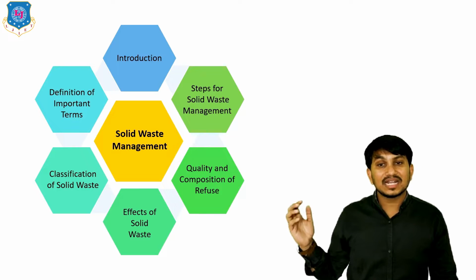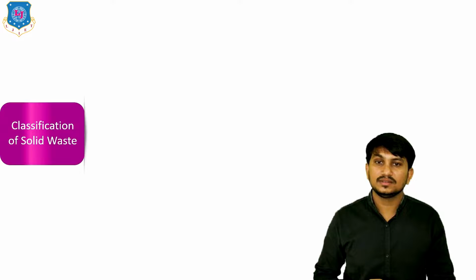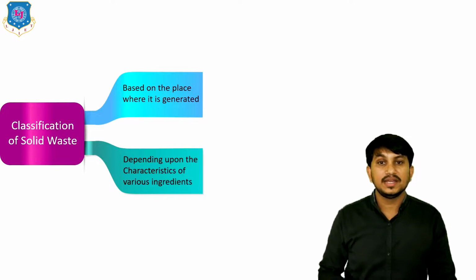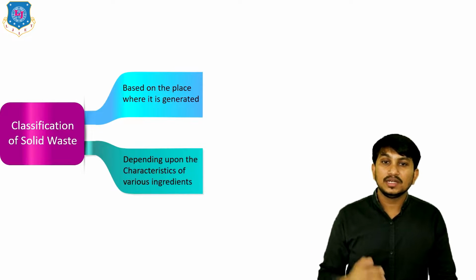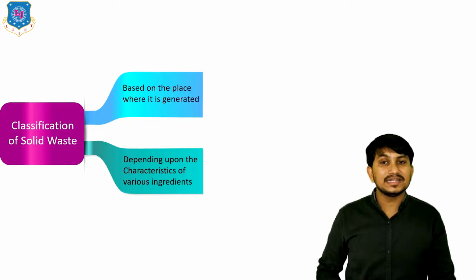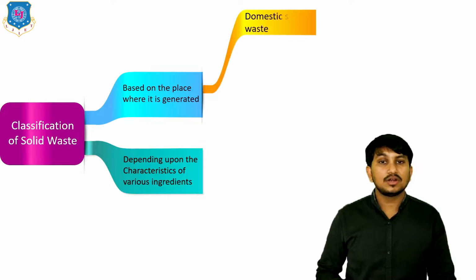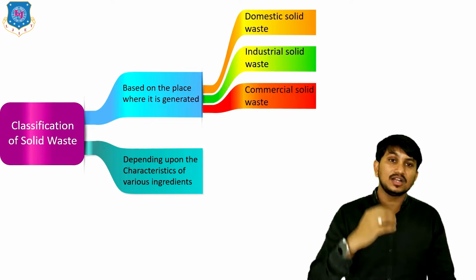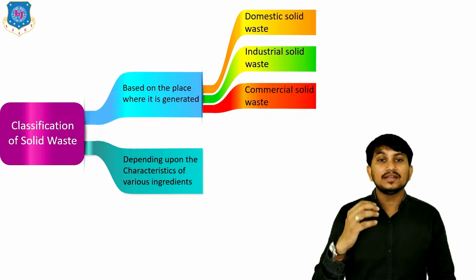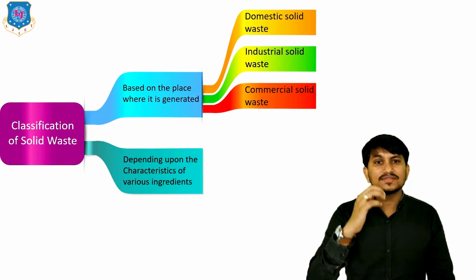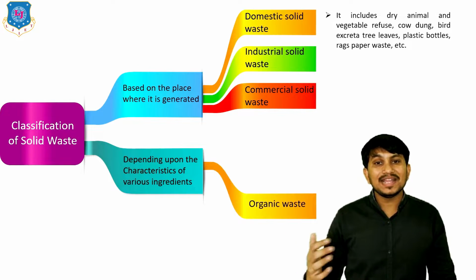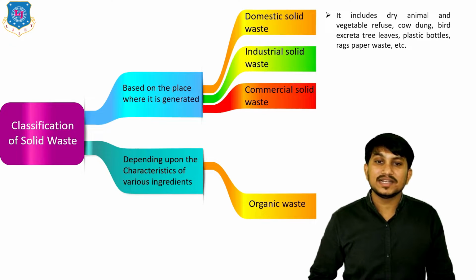Now let's discuss the classification of solid waste. First is based on the place where it is generated, and second is depending upon the characteristics of various ingredients of solid waste. Based on the place where it is generated, it is divided into three types: domestic solid waste, industrial solid waste and commercial solid waste. The name itself suggests where it is generated.